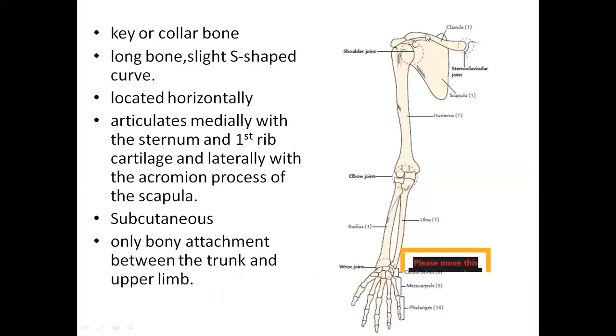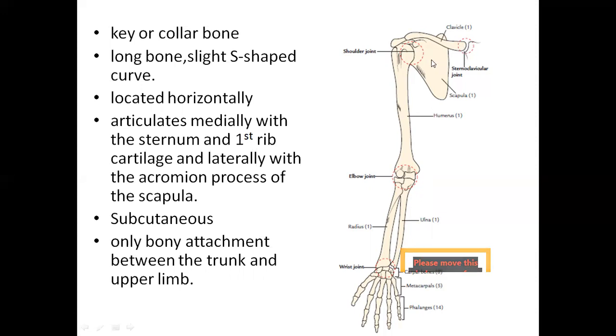Now coming to this clavicle, I told you it is also called the collarbone. It comes under the category of long bone. It is slightly S-shaped, located horizontally, and articulates medially with the sternum and also with the first rib.